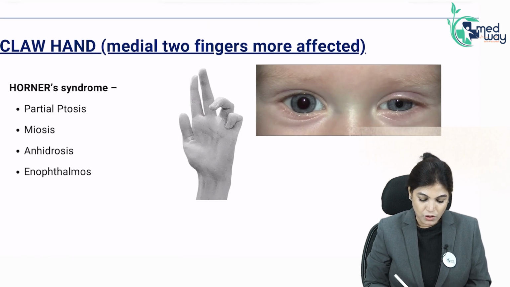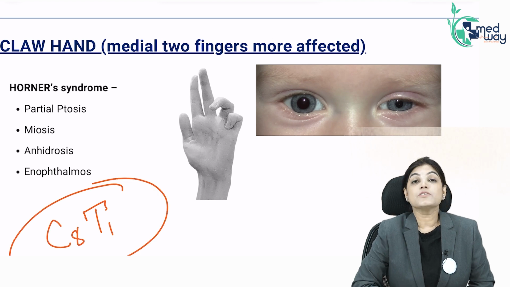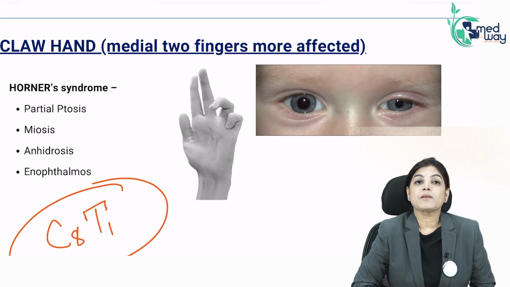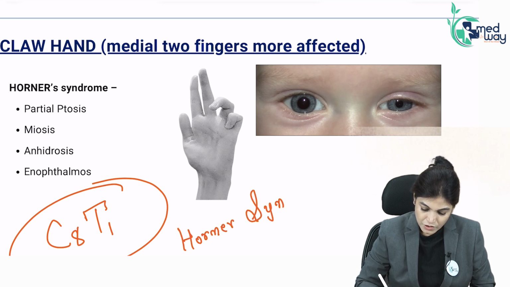Other than that, we know that the C8 and T1 nerve roots are involved. So, another feature evident in lower trunk brachial plexus injury, because of the contribution of T1 nerve which has sympathetic fibers traversing, is that it will lead to the condition of Horner syndrome.